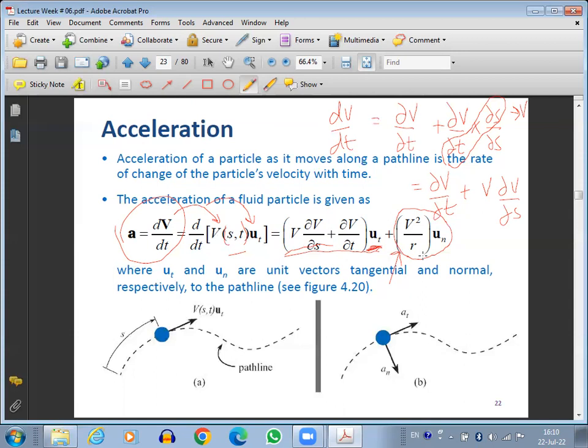Yes. Centripetal acceleration will only be applicable if you have a curvature. Have a logical look at it. If there is no curvature, what will be the radius? It will become infinity. So infinity is there in the denominator. It will become 0. So if there is no curvature, it's a straight path, centripetal factor goes out. This is actually one of the short questions. Okay. So do you understand this?